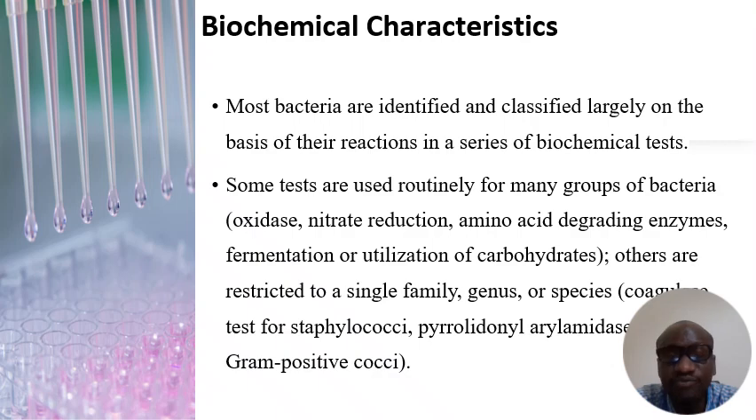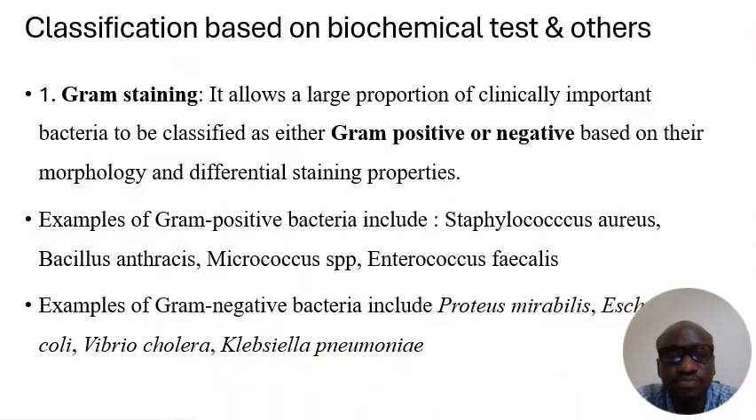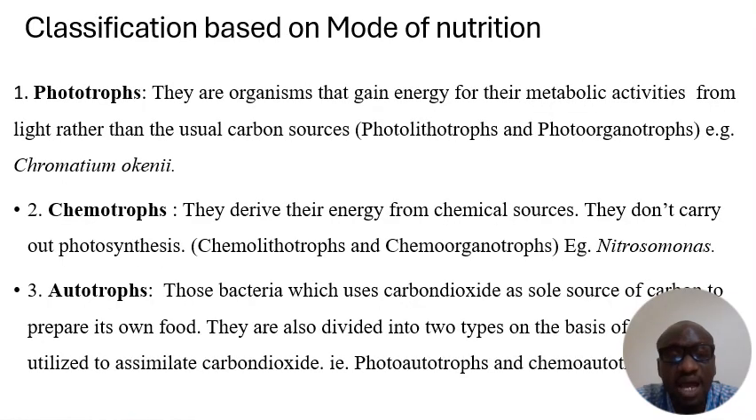Biochemical characteristics, I've talked about that previously. That is, microorganisms are classified based on the types of enzymes they produce and the way they carry out fermentation and so on and so forth. So classification based on biochemical tests. For other organisms, we have the gram staining, which is what I've explained previously. It helps us to differentiate gram positive and gram negative bacteria. This is based on biochemical tests and their mode of nutrition, which is also one important aspect.